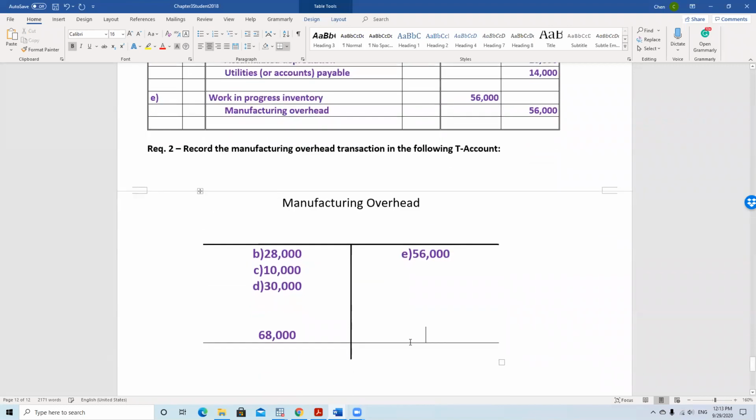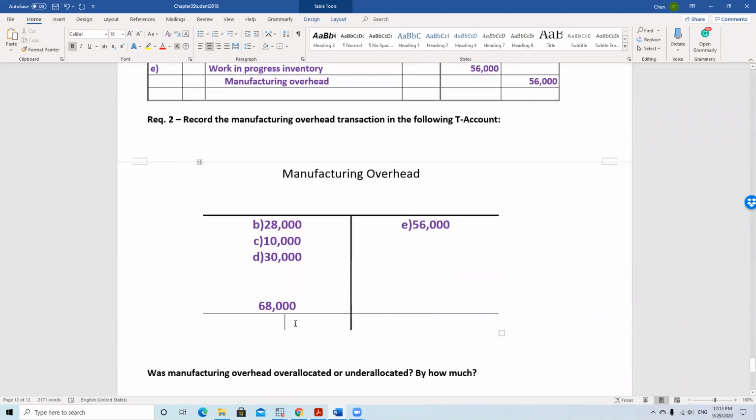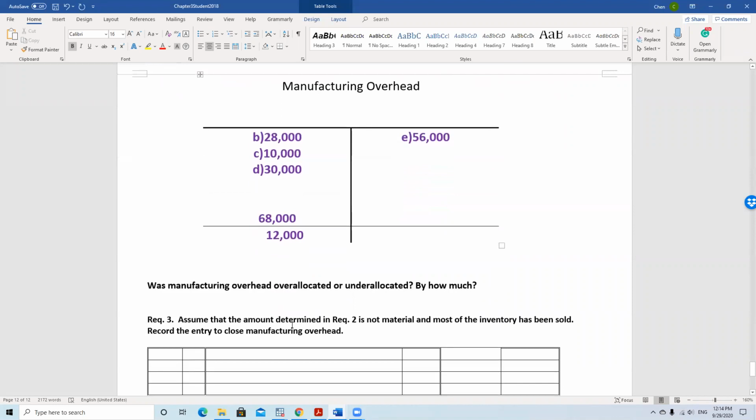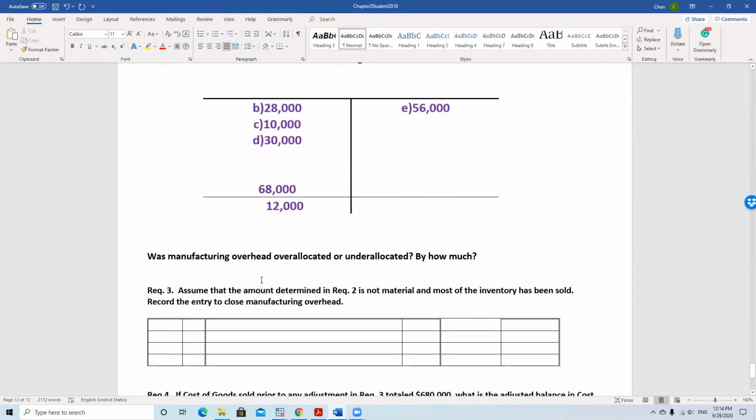Okay. So now if you look at it, you can see that we have a balance on our debit side, which is 12,000. Is it over allocating or under allocating? This is actual, right? And this is allocating. So is it over allocated or under allocated? Yes, it's under allocated by 12,000.